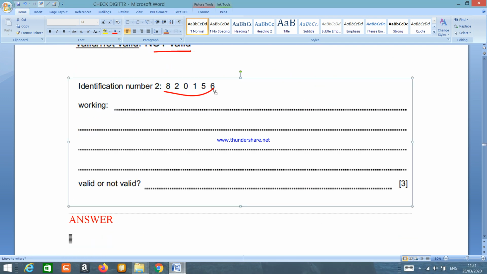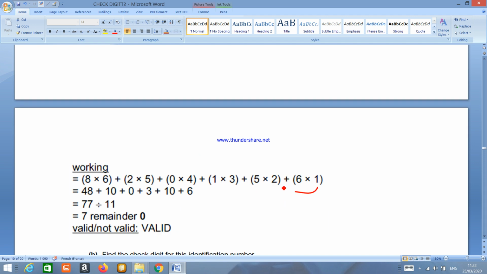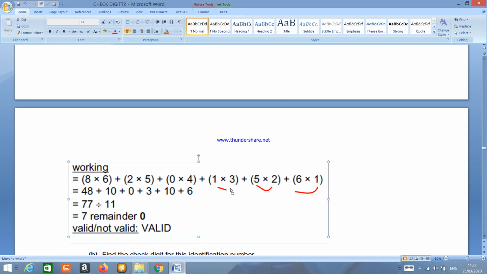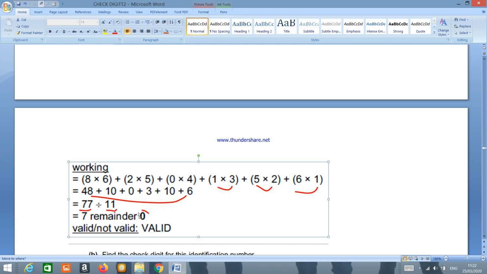Okay, let's take another example. This is a number given to you. 6 is a check digit. We write the position. Okay, 1, 2, like this, 3, and so on. Then you multiply the number with the position. 6 times 1, 5 times 2, 1 times 3, and so on. After multiplying, you sum the products. You divide the total by 11. And in this case, the remainder is 0. It means that the number is valid.